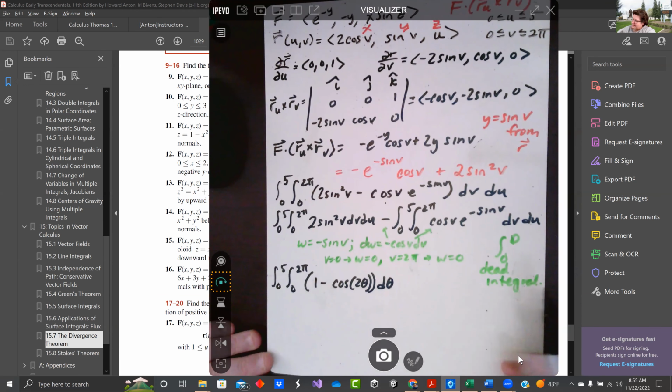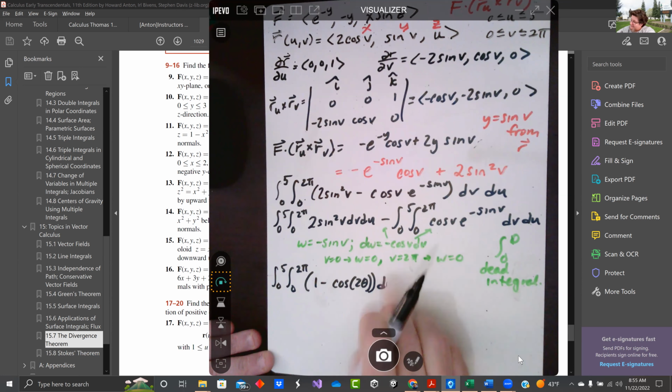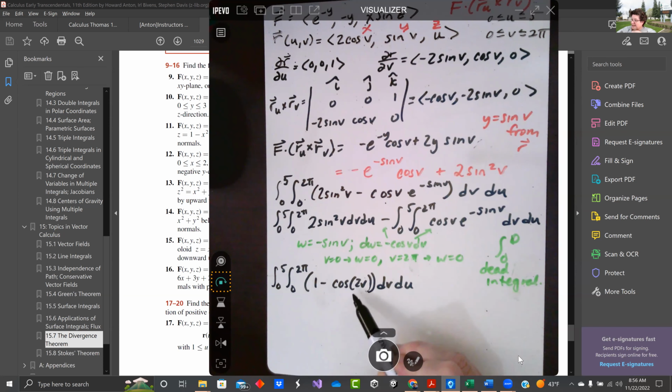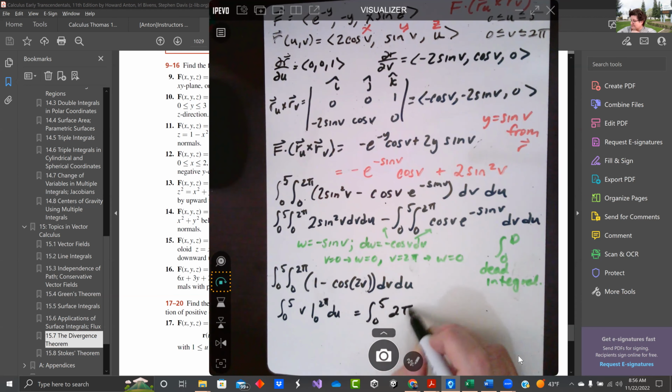But this isn't too bad because again, when we do, oh, why do I have d theta? Why do I have theta at all? This is v. You're probably thinking of your trig identities, and that was the first thing that popped in your head. So cosine 2v, when we integrate it, it's going to get killed by the 0 to 2 pi. So I have 5 v from 0 to 2 pi du, 0 to 5, 2 pi du.